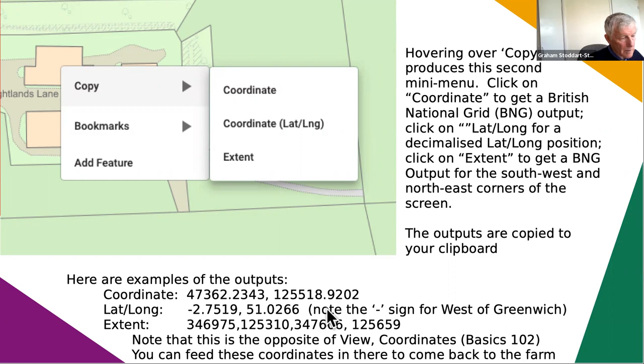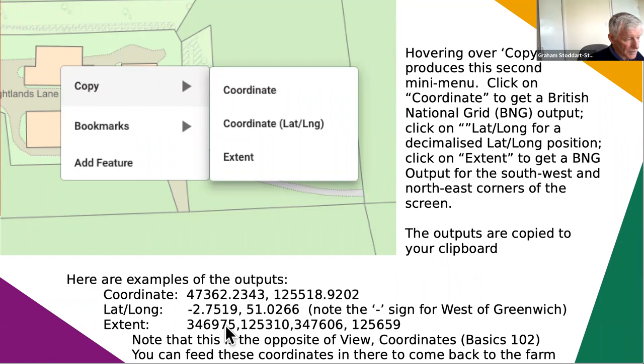You'll all remember, I'm sure, that Greenwich is the prime meridian, zero. If you go to the right, to the east, that's considered to be positive. But if you come left towards us in the west, then you need a negative sign for the west of Greenwich. And the extent then are these, the opposite corners, bottom left and top right.